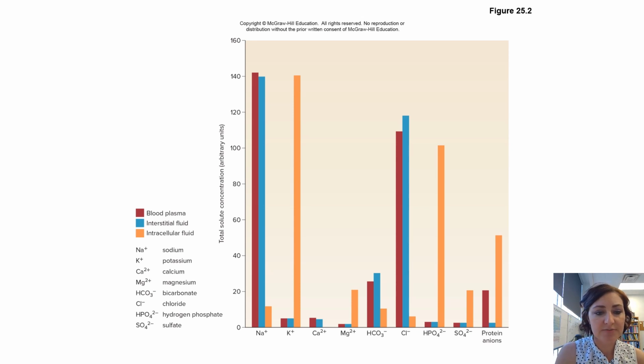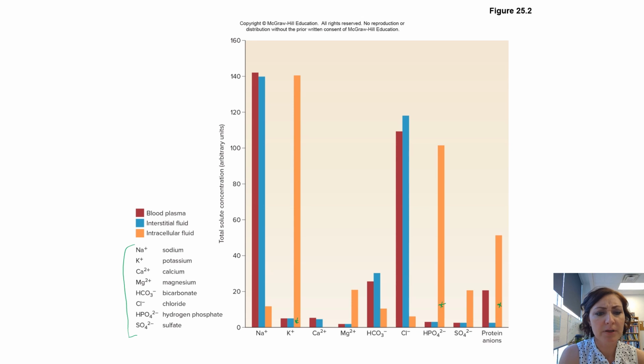And we can look at the different dissolved ions that are found in the body, and we can look at the different compositions of those. So there's a lot of potassium in intracellular fluid. There's a lot of dissolved phosphate in there as well, and a lot of proteins in our intracellular fluid.